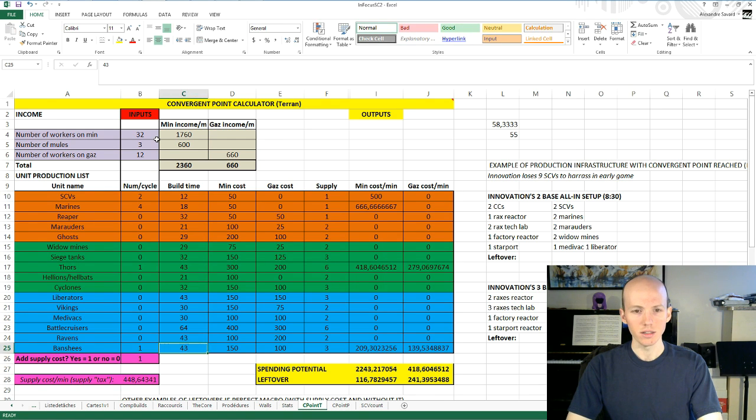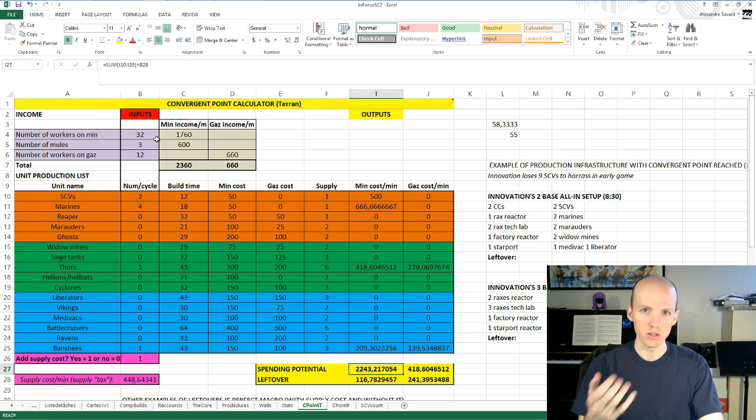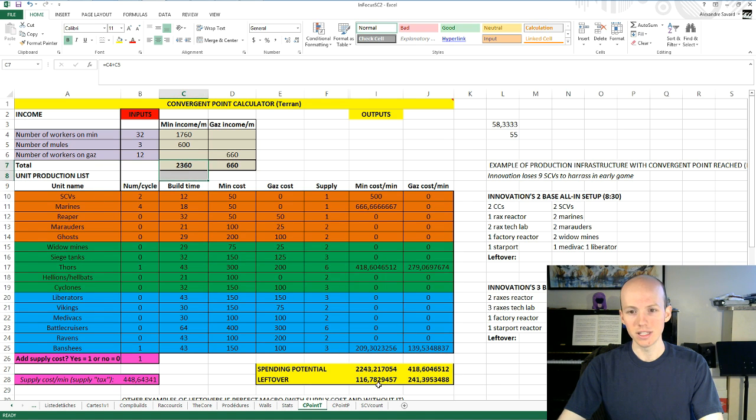Yep. Okay, so how much are we going to be spending per minute? We're going to be spending 2,243 minerals per minute. That's assuming that our macro is perfect, that there's not going to be any gap in our production cycles. Now, nobody's perfect, and typically we're going to have some gaps, but that's something we're going to discuss a bit further in the later stages of this video. So that's going to be our spending potential with these buildings, and that's our income. And automatically we see that we've got 116 minerals left over per minute.